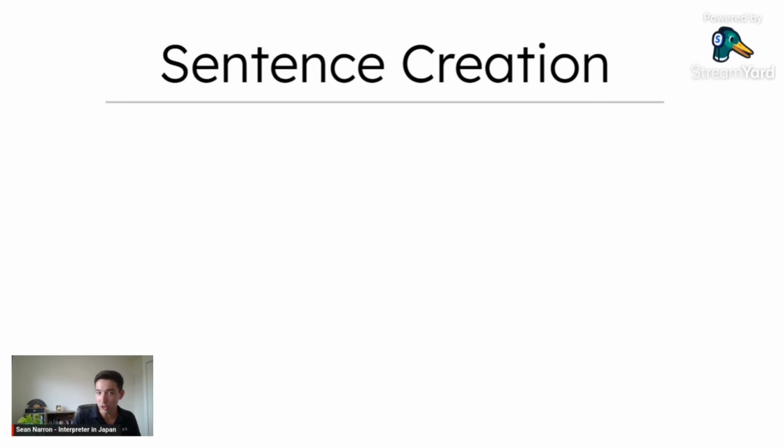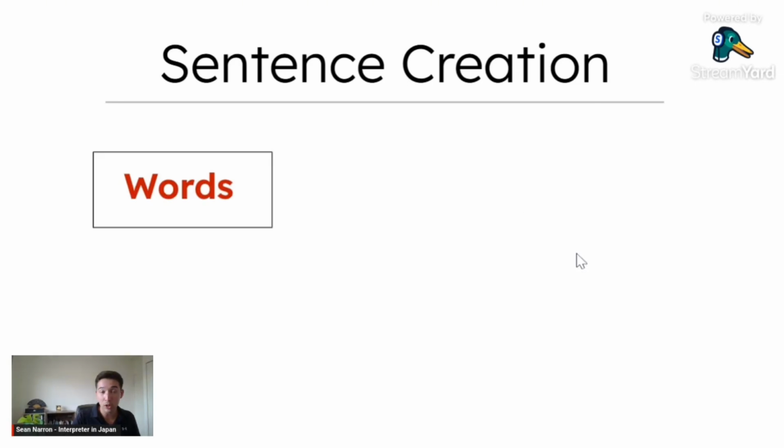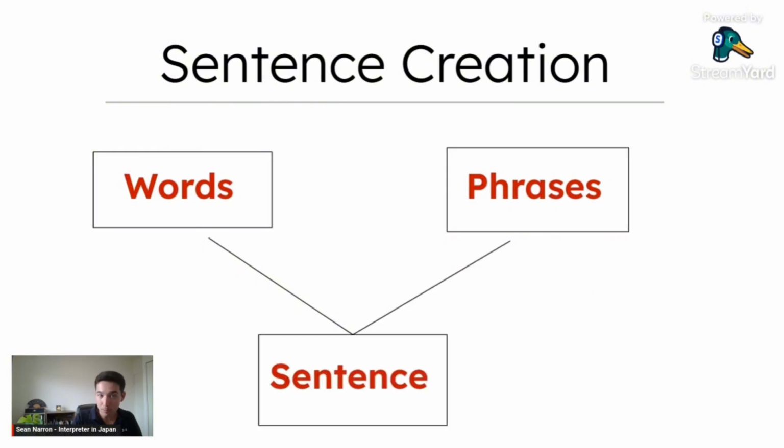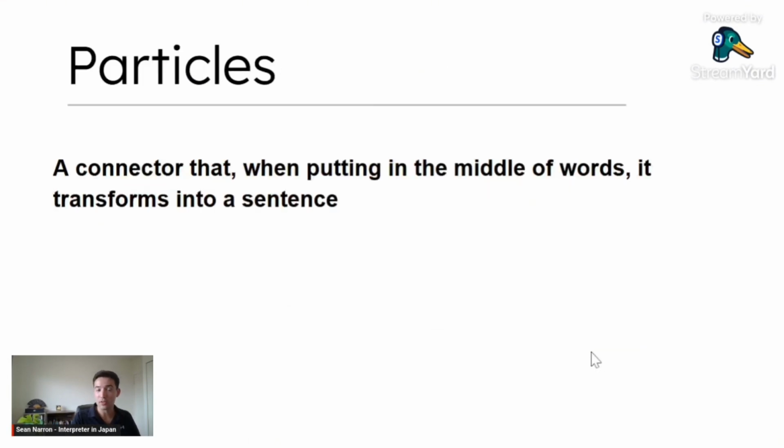When it comes to sentence creation, we have words that you probably already know, plus phrases. When you connect these two, it becomes a sentence. But in between these two, there needs to be a connector. All right. And you're like, huh, interesting. What are these called? This connector is called particles. Before we start, let's define what a particle is. It's a connector that, when put in the middle of words, transforms them into a sentence.